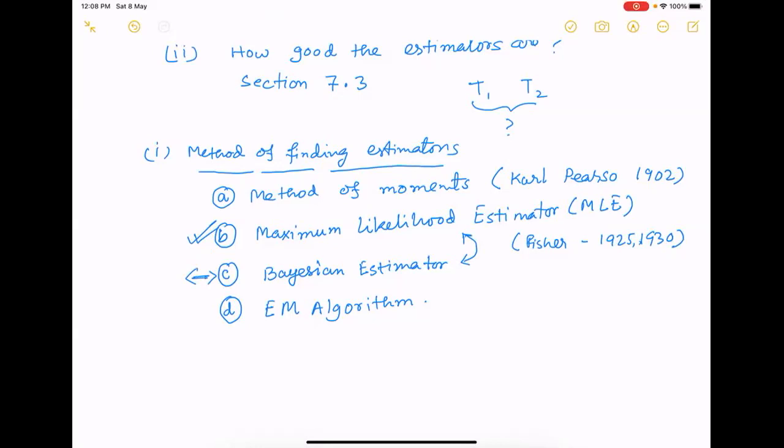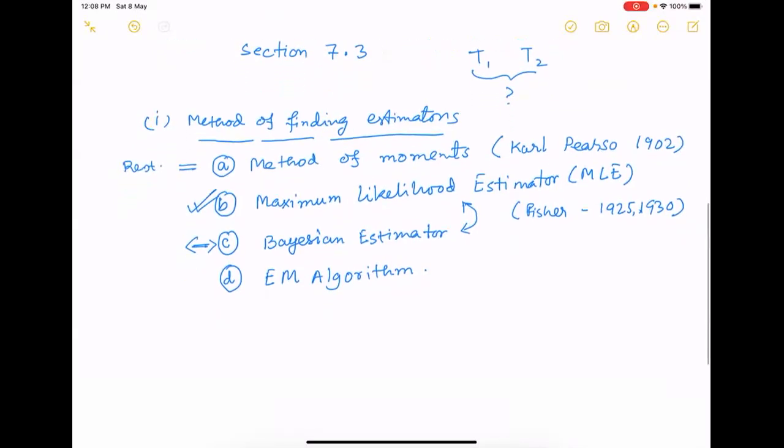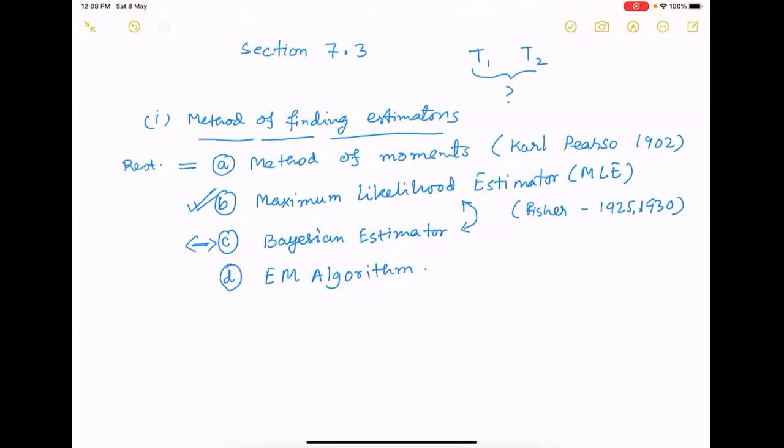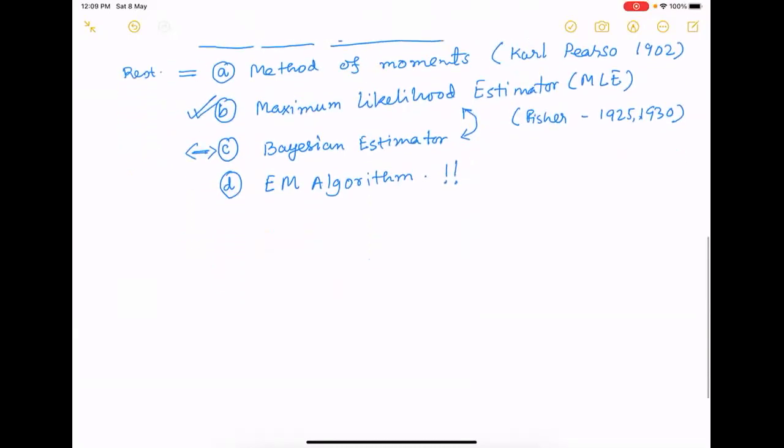Now, the method of moments turns out to have only a very restricted application, only with some toy problems. The EM algorithm turns out to be very problem specific. For certain problems, it has a very nice solution, but there are many other models for which finding an estimator using the EM algorithm turns out to be a bit challenging. So I'm not sure if I will cover the EM algorithm, but definitely the first three I will cover. The first one is the method of moments.